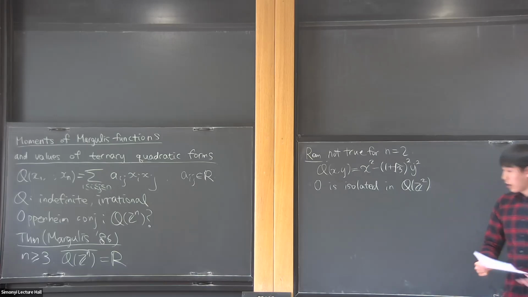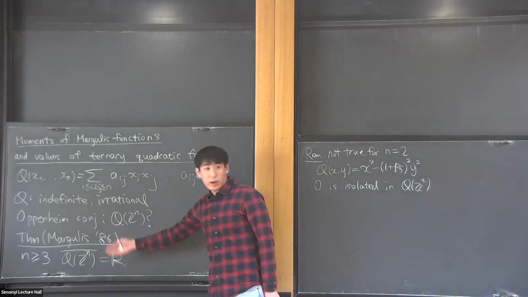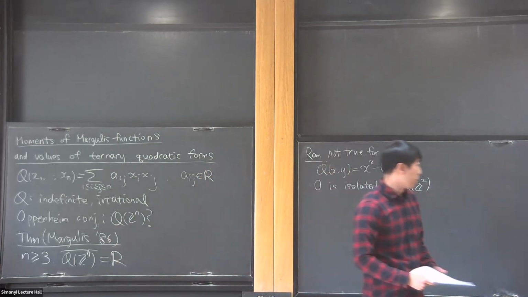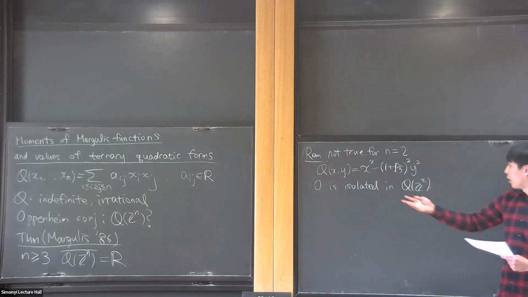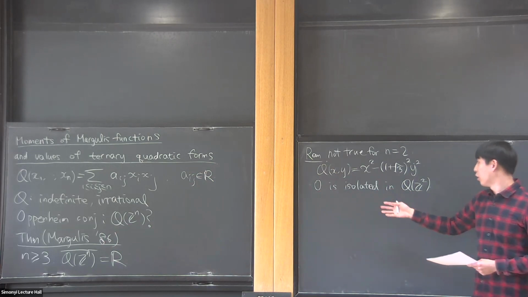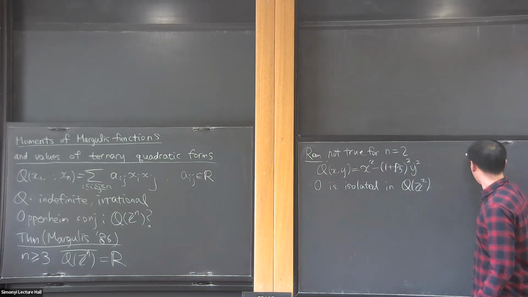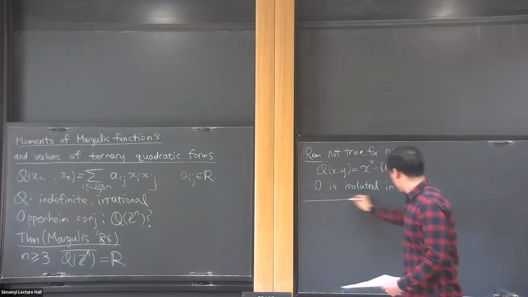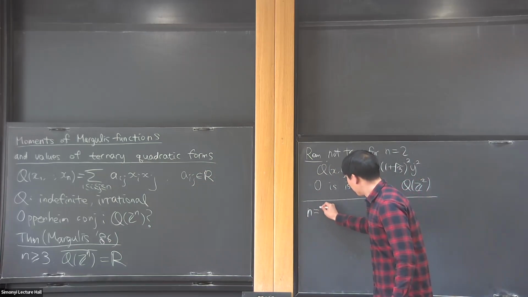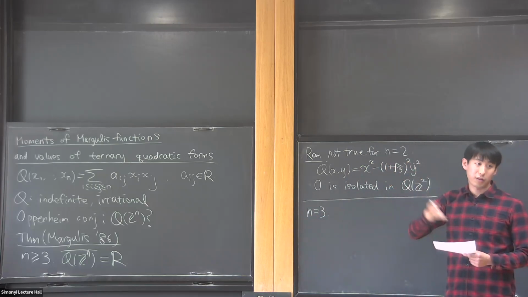So let me briefly describe. The proof of Margulis relies on homogeneous dynamics. Let me describe how this problem is related to homogeneous dynamics. First of all, it's not very hard to reduce the problem to n equals 3 by looking at the 3-dimensional sections.